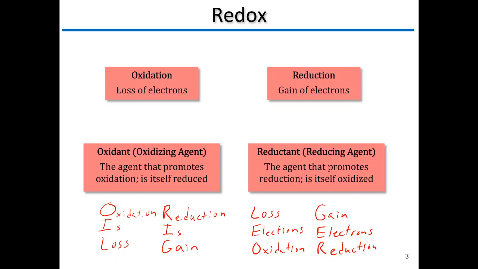Two more terms we're going to learn: the oxidant and the reductant. The oxidant is more commonly called the oxidizing agent. The oxidizing agent is the agent that promotes oxidation, so it itself is reduced. That's important to note. It's promoting oxidation, but it's actually being reduced. Same thing with the reductant, more commonly called the reducing agent. It's the agent that promotes reduction, but it itself is oxidized. So if something is being reduced, then it has to be oxidizing something else, therefore it's an oxidizing agent. If something's being oxidized, then it must be reducing something else, therefore it's a reducing agent.